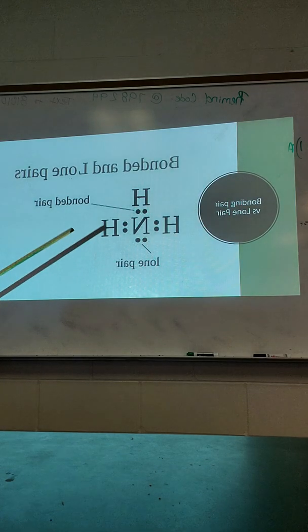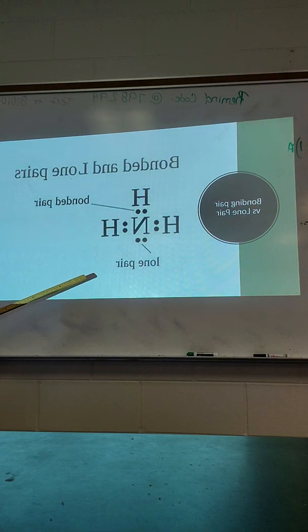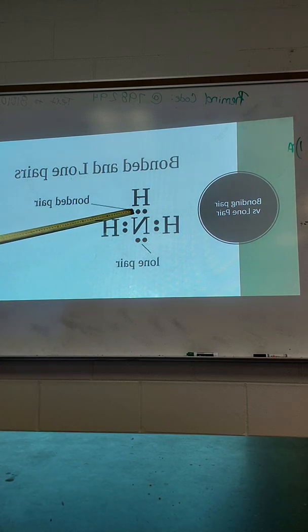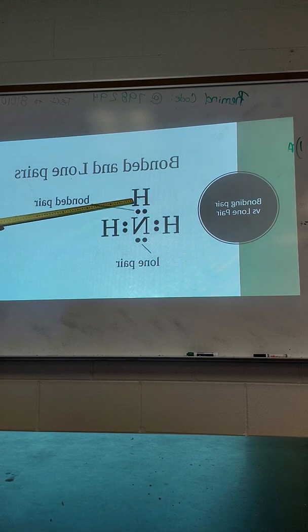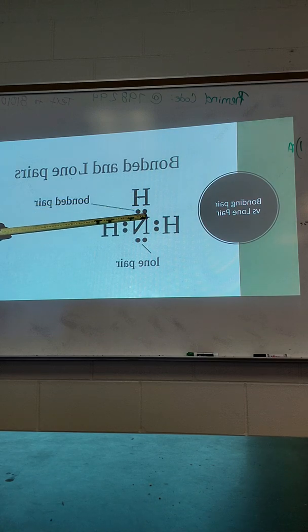Okay, so this is very important. Yesterday we kind of touched on this, but I want you to draw this picture. In this picture, you can see that we have electrons that are being shared between these 2 nonmetals. So nitrogen and hydrogen are sharing these 2. Therefore, we call it a bonded pair because it is bonding hydrogen and nitrogen together.